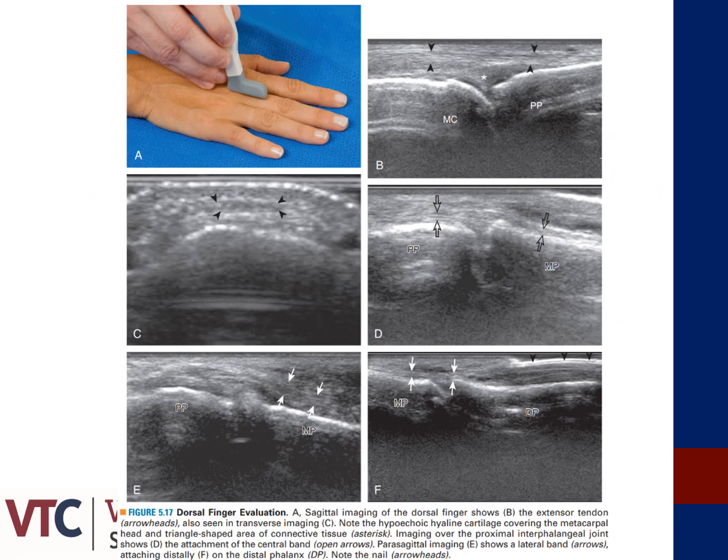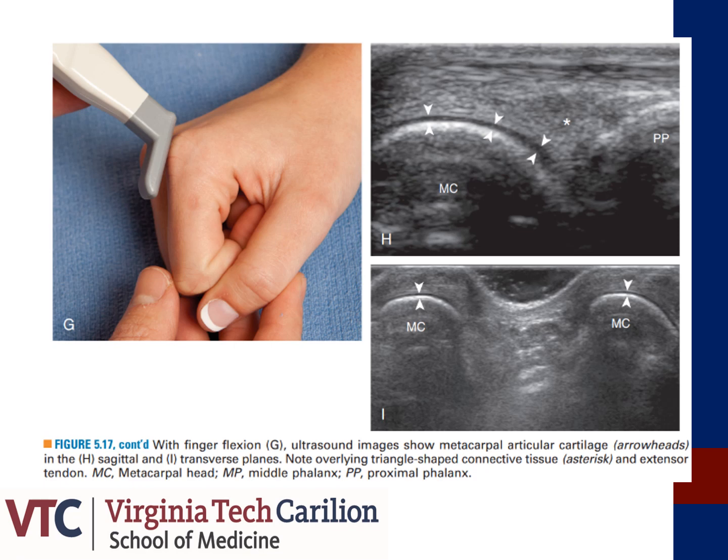Here are some images of your extensor mechanism in a proximal to distal fashion. Figure B demonstrates your extensor tendon as it traverses your MCP joint. Figure D demonstrates the central slip as it is traversing your PIP joint, and figures E and F are demonstrating your lateral slips as they converge distally over the DIP joint to form your terminal tendon. Here is a look at your MCP joint in both a short and long axis, looking at your metacarpal head and the relation of the extensor tendon dorsally.